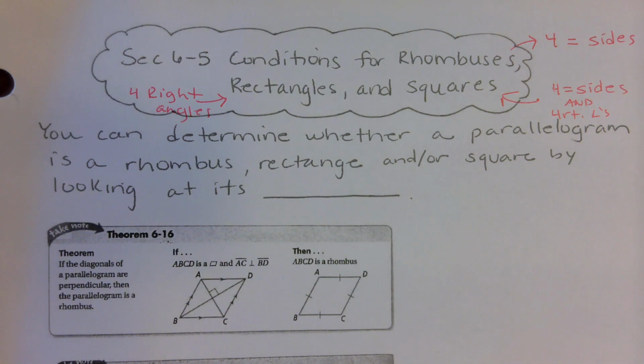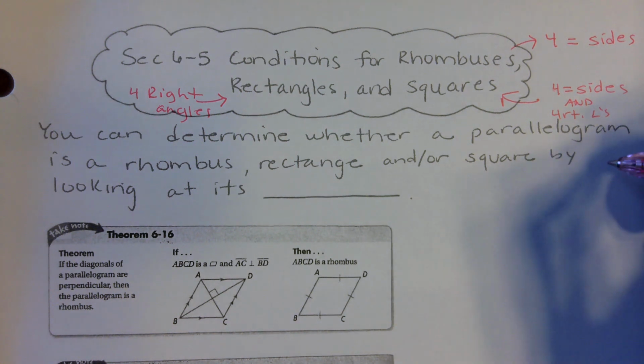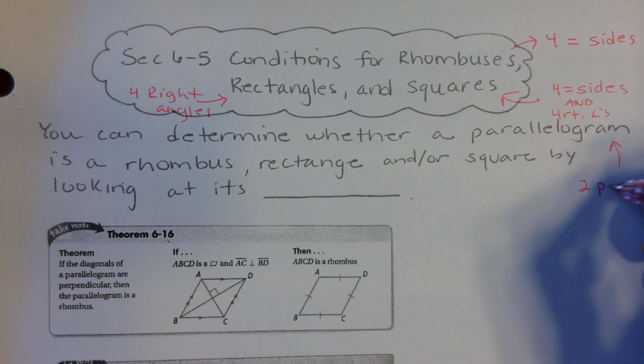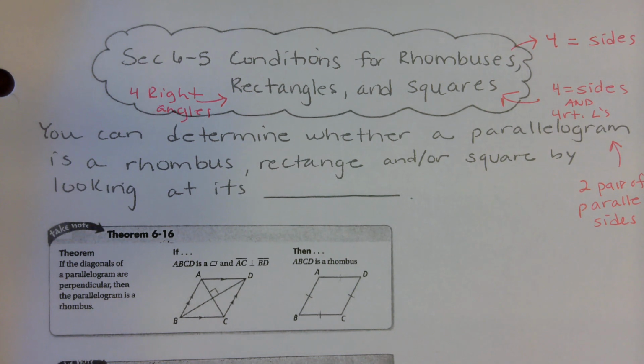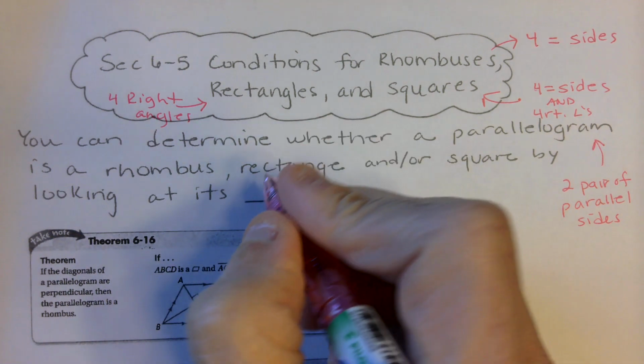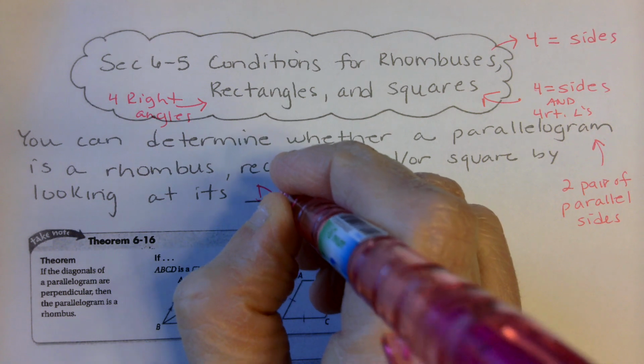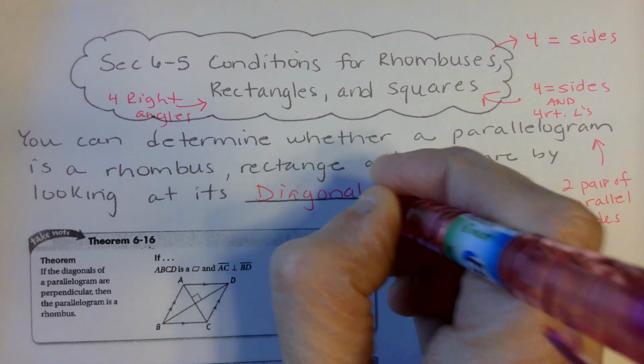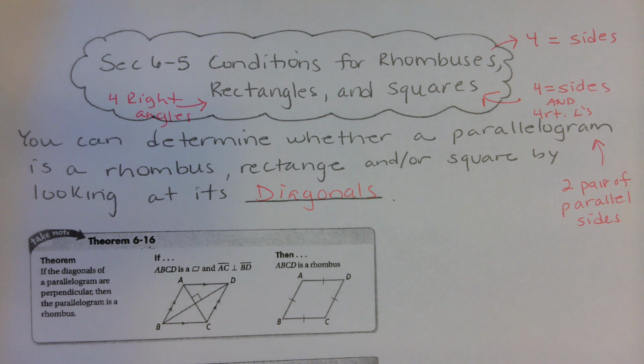So what we're going to talk about today is that you can actually figure out whether a parallelogram, which we've talked about before, has 2 pair of parallel sides. Looks like I spelled it wrong, but I didn't. There it is. But you can determine whether a parallelogram is a rhombus, a rectangle, and or a square by looking at its diagonals.